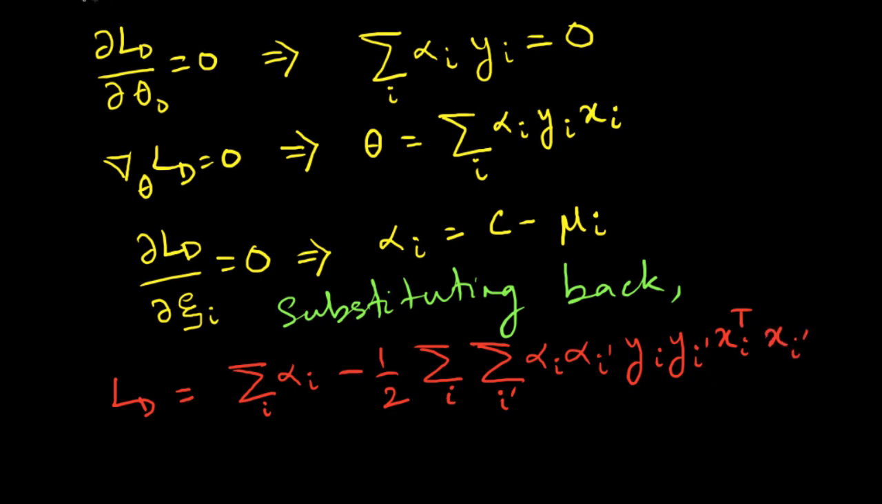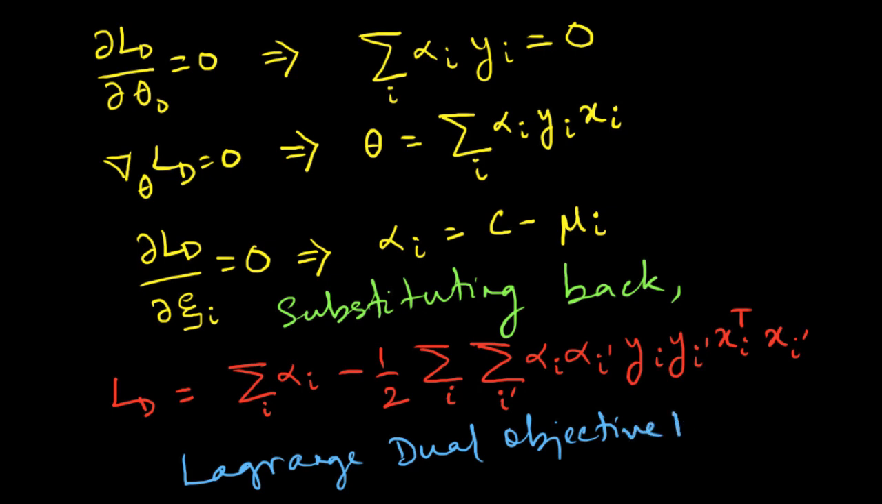So this is the Lagrange dual objective function. And this, as we mentioned, is concave.